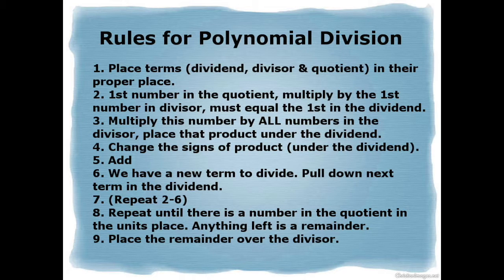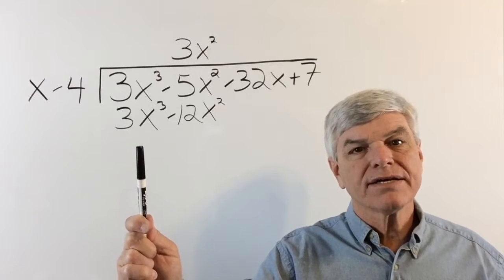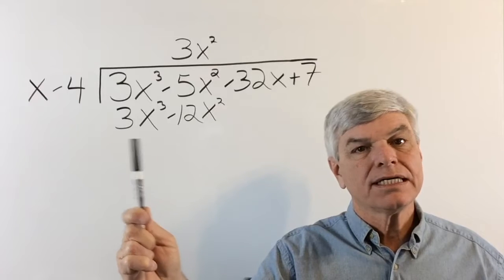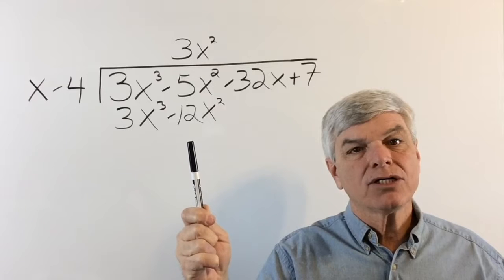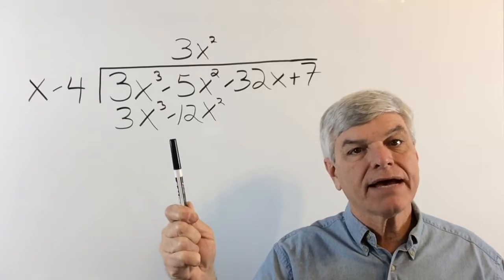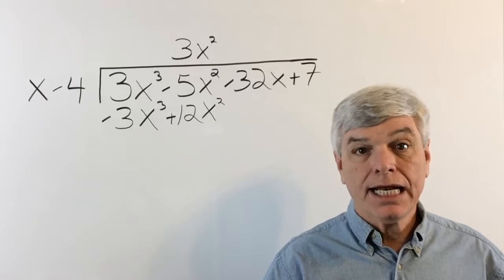The fourth step is to change the signs of the product. Okay, so this is positive 3x cubed. It's going to have to be negative. And this is negative 12x squared. It's going to have to be positive. There you go.